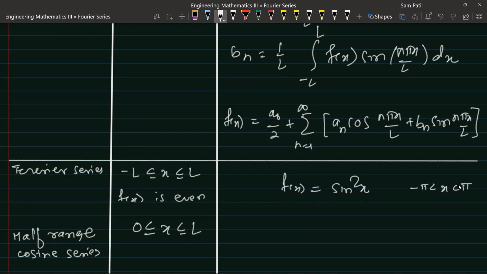We know that sin x is an odd function, but sin square x is an even function. Am I right? And the interval is minus pi to pi. Therefore f(x) is even in minus pi to pi. So the interval becomes 0 to pi, and we have to find the half range cosine series for this.